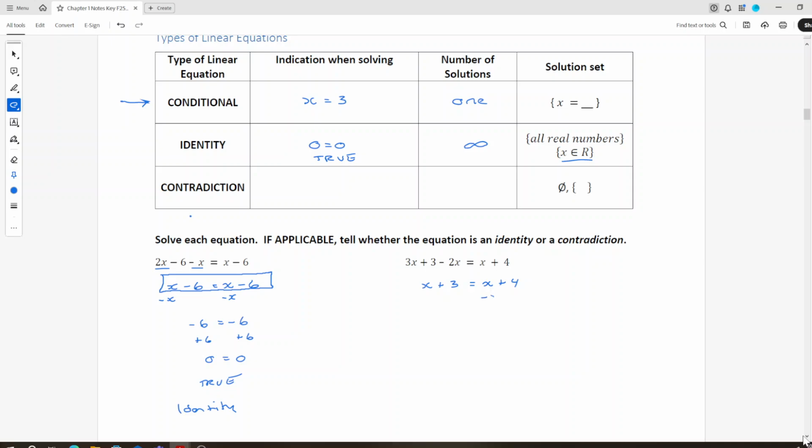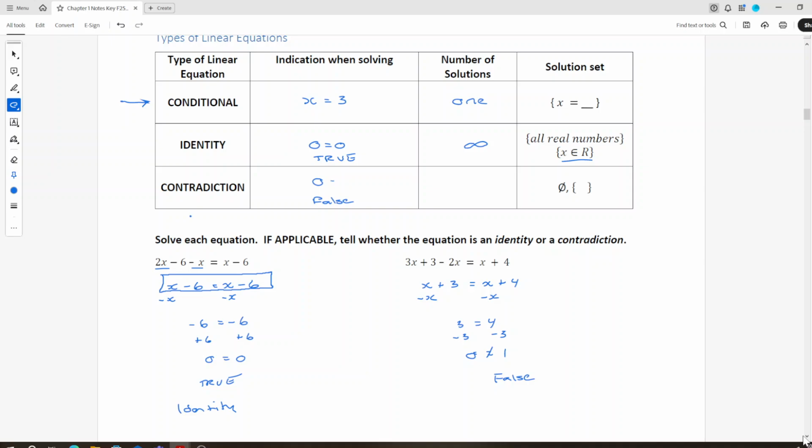And in fact, if I went even further, my x's would go away. I'd be left with 3 is equal to 4. Well, that's not a true statement. If I went even further and I subtracted 3, I would get 0 is equal to 1. It's not a true statement. I get a false statement. When you get a false statement, it's called a contradiction.